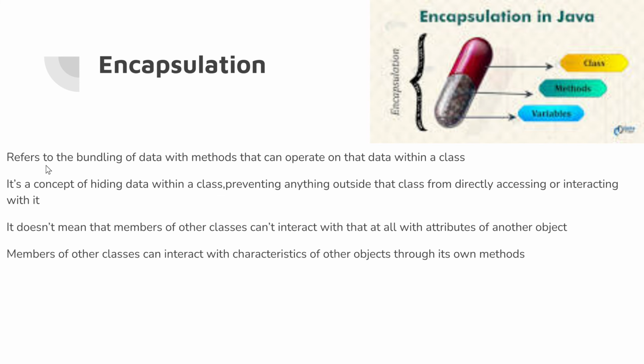Encapsulation refers to the bundling of data with methods that can operate on the data within the class. It is a concept of hiding data within a class, preventing anything outside that class from directly accessing or interacting with it. It doesn't mean that members of other classes can't interact with the attributes of another object at all. Members of other classes can interact with characteristics of other objects through its own methods.